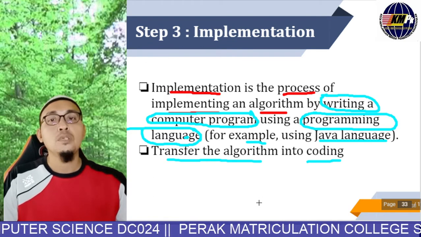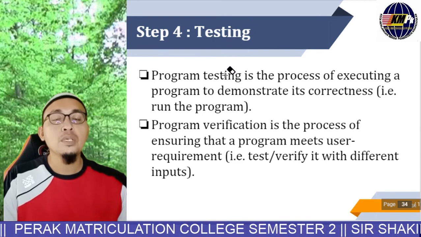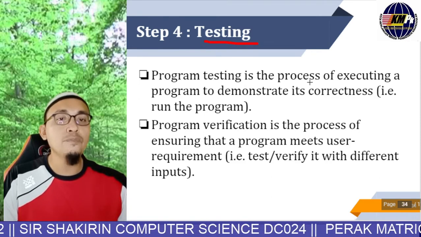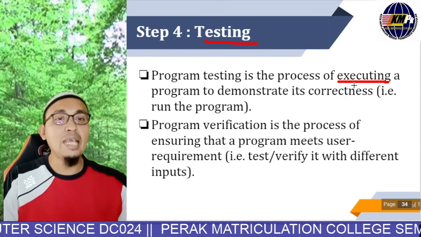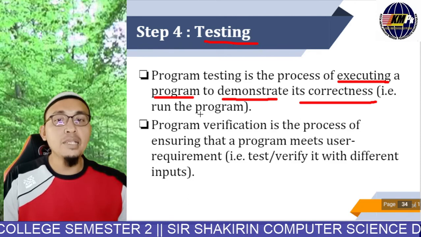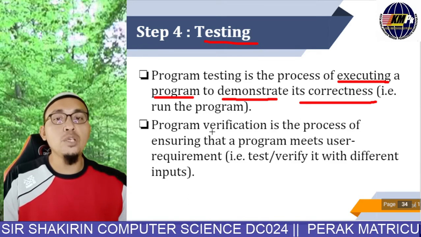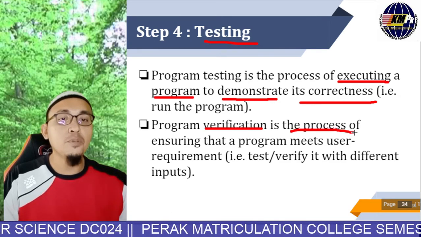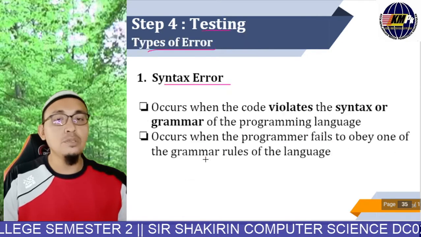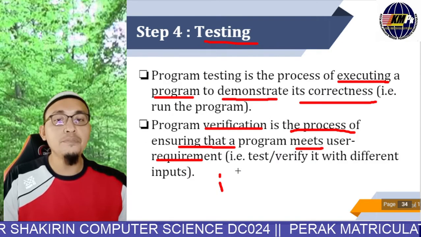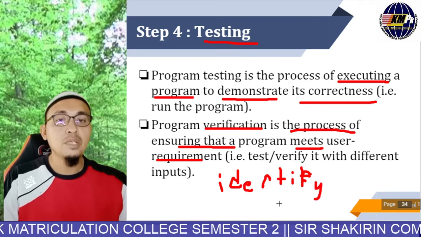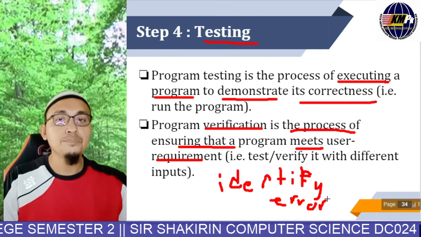That's step number 3. Let's move to step number 4. Step number 4 in problem solving is testing. Testing is the process of executing, please look at this keyword, executing a program to demonstrate its correctness. For example, run the program. This is a step where we make a program verification. It's the process of ensuring the program meets the user requirements. And this is also the step where we have to identify errors. Okay, this is the testing step.